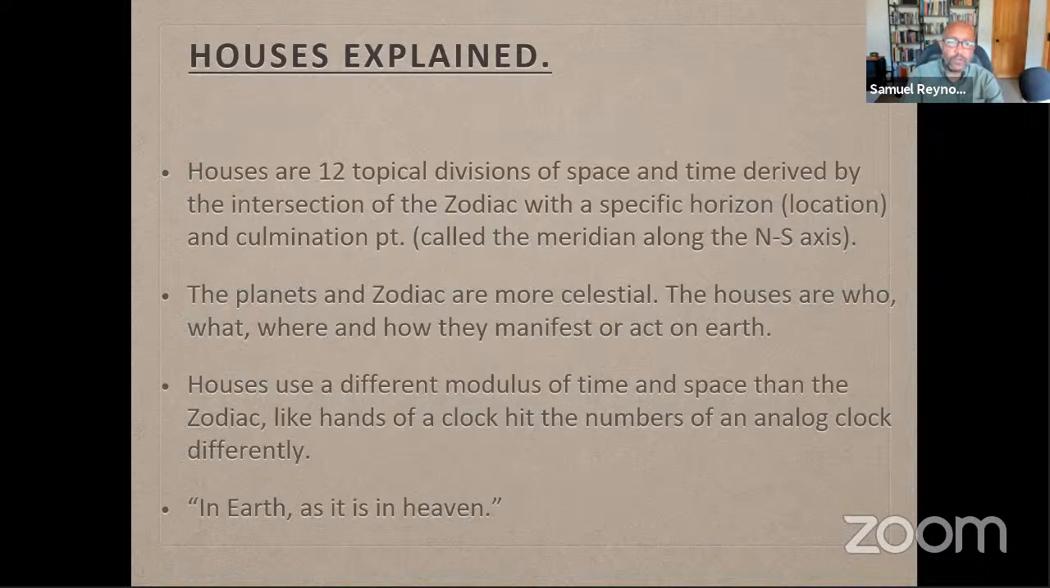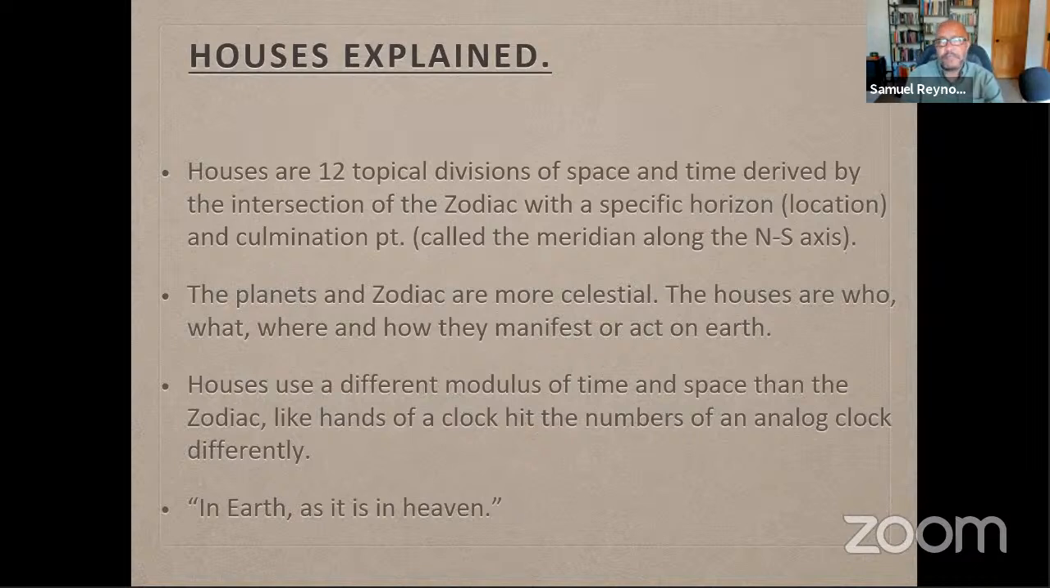The houses are who, what, where, and how things manifest and act on Earth, because the houses are also called the mundane houses, or the terrestrial houses. They're not celestial. They tie in the ideas and conceptions of the celestial and bring them down to Earth, which is why I say on earth as it is in heaven, drawing from the Lord's Prayer. Houses use a different modulus of time and space than the zodiac, like the hands of a clock hitting the numbers of an analog clock differently.